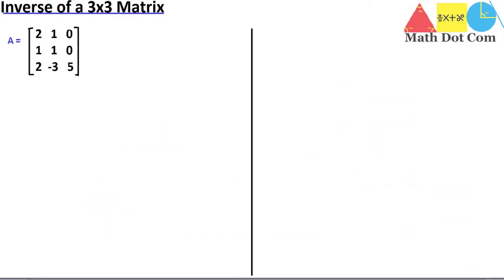Hello everyone. In a previous lecture we have seen how you can find the adjoint of a 3 into 3 matrix. Now using the concept of adjoint and determinant, we will find the inverse of a 3 into 3 matrix, and you have to follow the same method for 4 into 4, 5 into 5 and so on. So let's start with the formula that will be used to find the inverse of a 3 into 3 matrix. A inverse will be equal to 1 divided by A determinant multiplied by adjoint of A, adj of A.